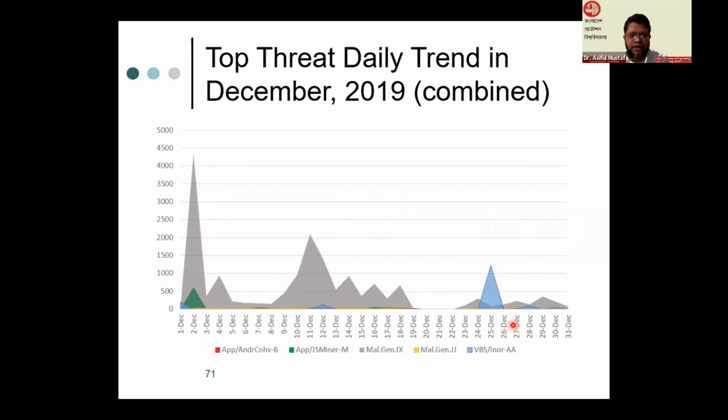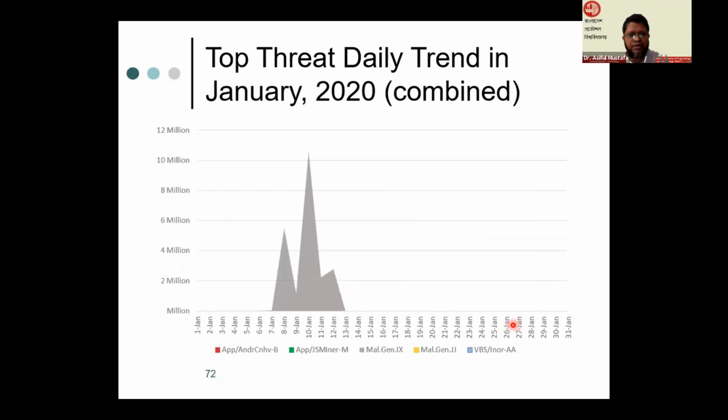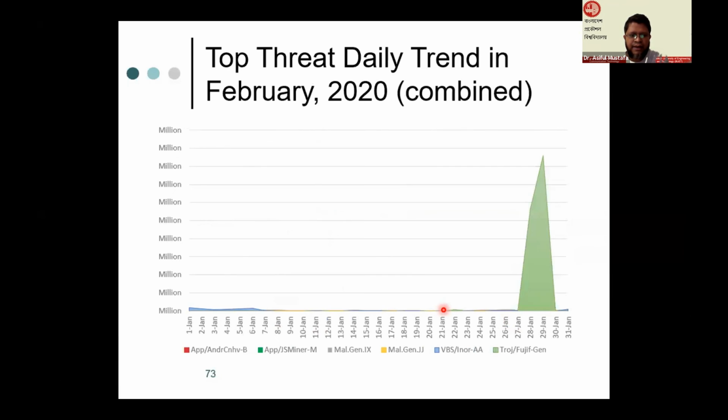So this is similar for December. And in January, we mostly see Malgen IX type of attack. We do not see too much of others. And in February, as we saw before, February has the highest number of virus attacks. We had a new virus in February, which is a Trojan, Fujigen. That attack went on at the end of February, causing the virus attacks to go much higher compared to others in February.